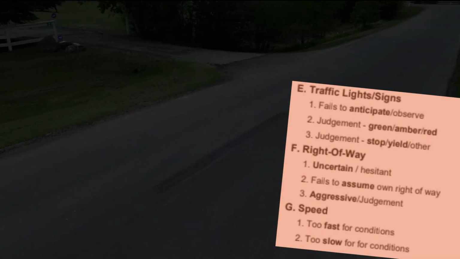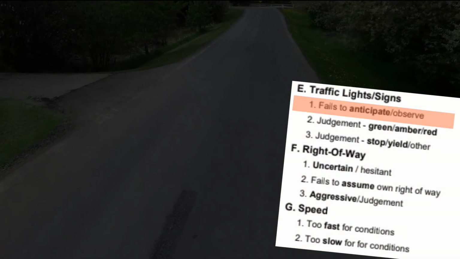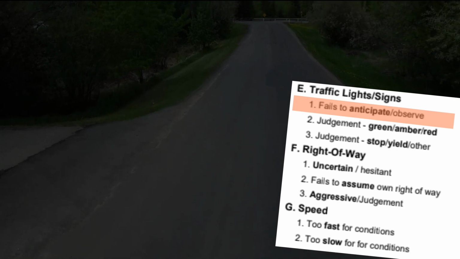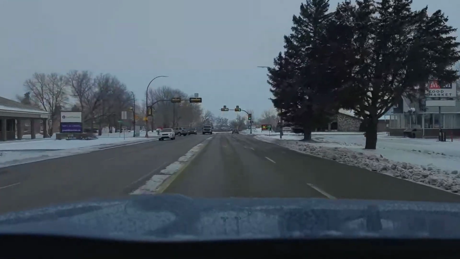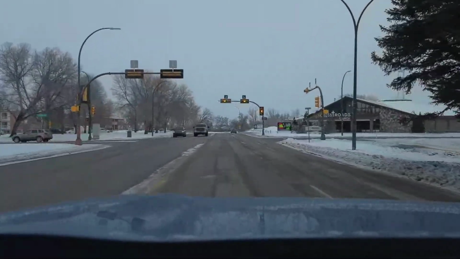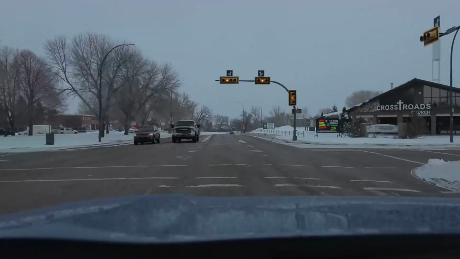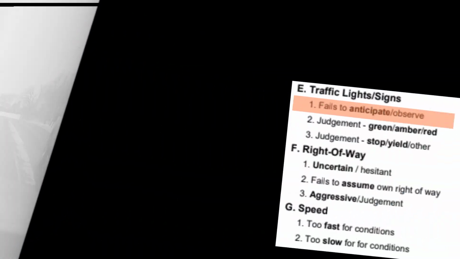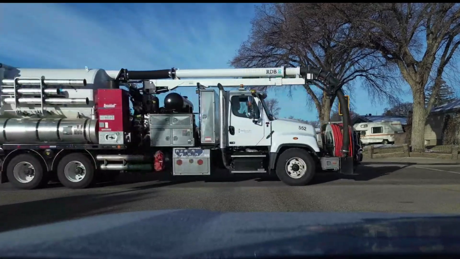All right, let's talk traffic lights and signs. So failing to anticipate or observe, anticipating would be you're not prepared for that light to change yellow. If it's a stale green light, you need to be prepared to possibly stop.